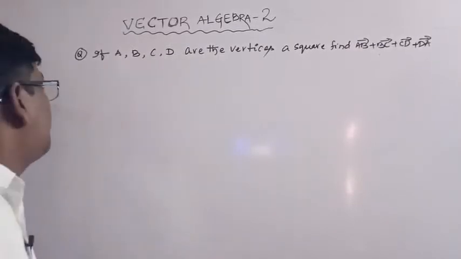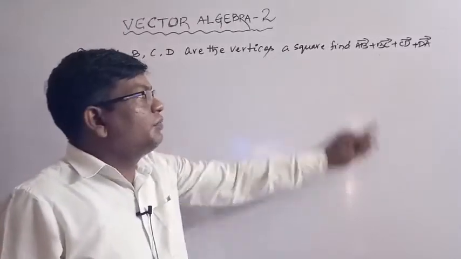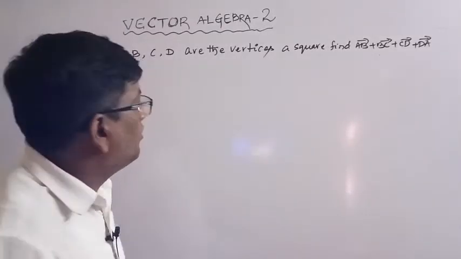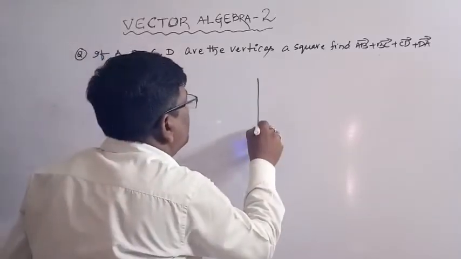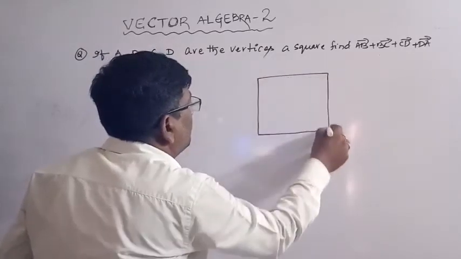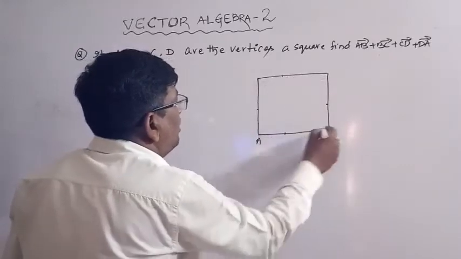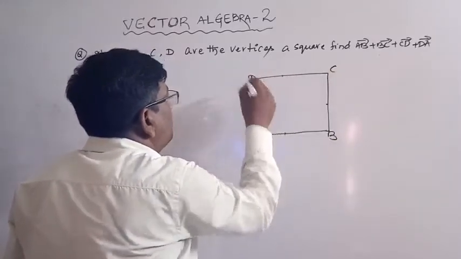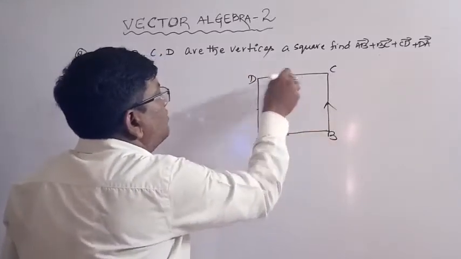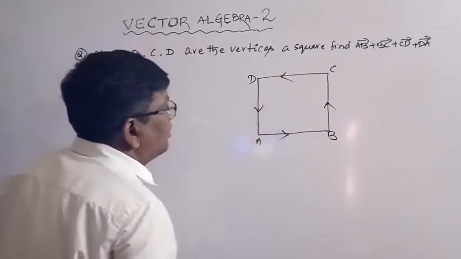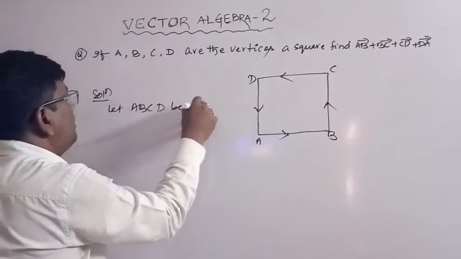This is the question: if ABCD are the vertices of a square, find AB vector plus BC vector plus CD vector plus DA vector. Solution: suppose this is a square, this side equal and this side equal, so this is A, B, C, D. AB vector direction is this, BC vector direction this, CD vector direction this, and DA vector direction this.